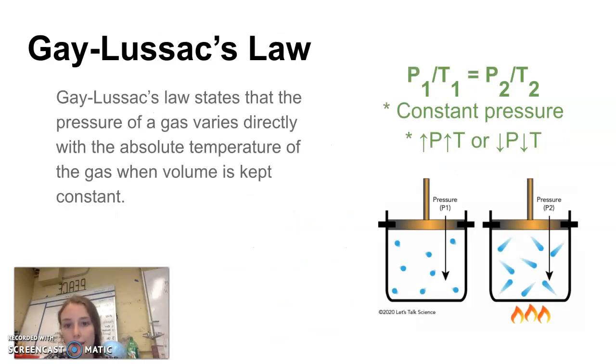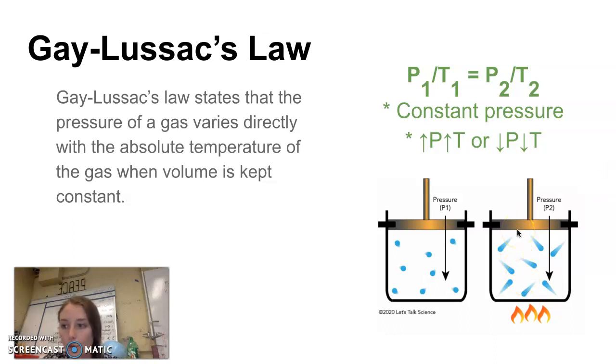Next, we're looking at Gay-Lussac's law, and this has to do with pressure and temperature. So pressure and temperature are directly related when volume is kept constant. So if our temperature increases, our pressure will increase. If our pressure increases, our temperature will increase. So you may have also noticed this. If you heat something up really hot, the pressure inside increases. So if we increase the temperature, the pressure increases.